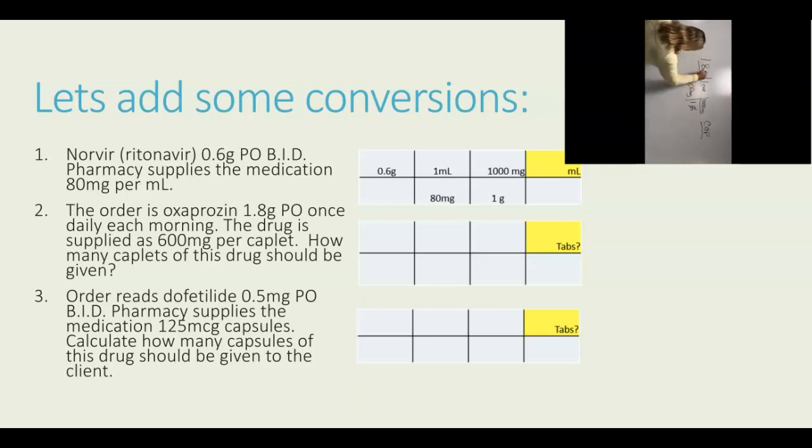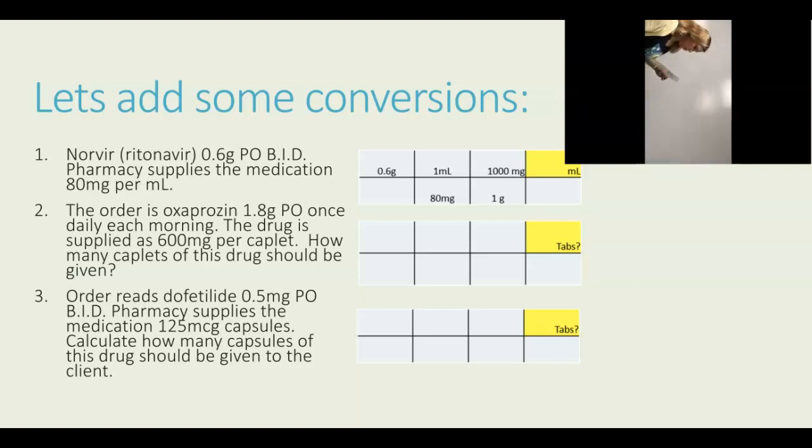And that will cancel out my grams, my milligrams will cancel out, so I know that I built my problem correctly. So I'll multiply everything on the top, divide by everything on the bottom, and that will give you my answer, because I only have caplets left. 1.8 times 1 times 1,000 divided by 600, and your answer would be 3. Okay. All right, now we're going on to problem number 3. The last one on this slide.